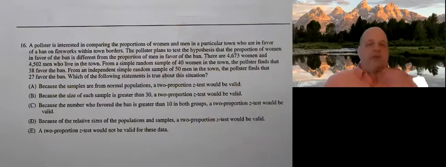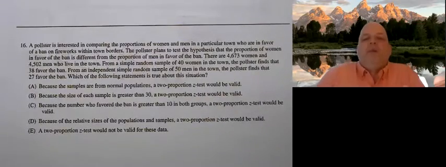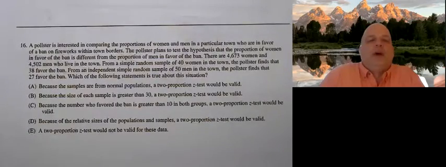A pollster is interested in comparing the proportions of women and men in a particular town who are in favor of a ban on fireworks within town borders. The pollster plans to test the hypothesis that the proportion of women in favor of the ban is different from the proportion of men in favor of the ban. There are 4,673 women and 4,502 men who live in the town.